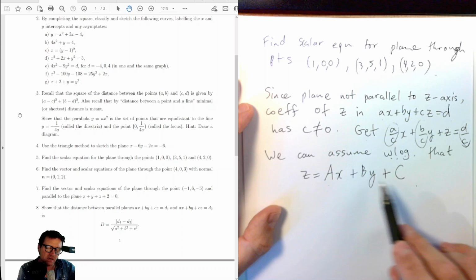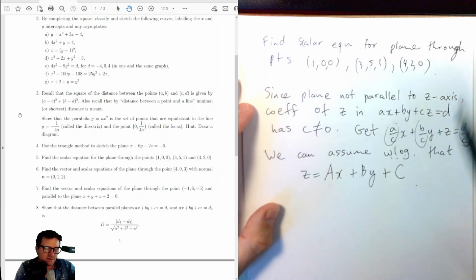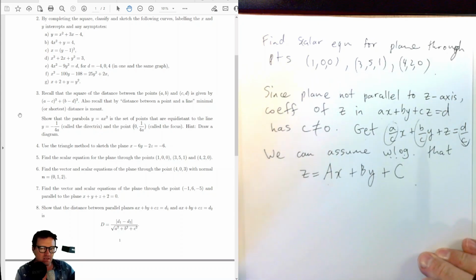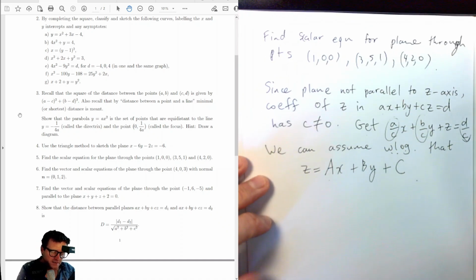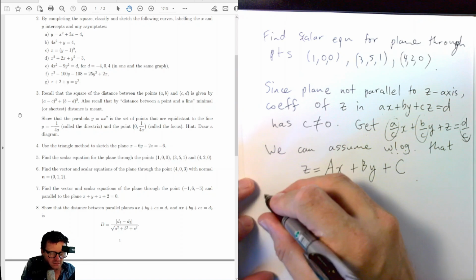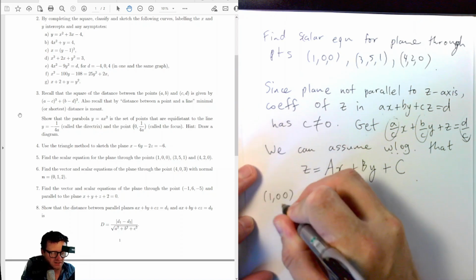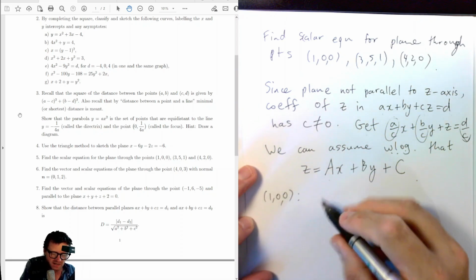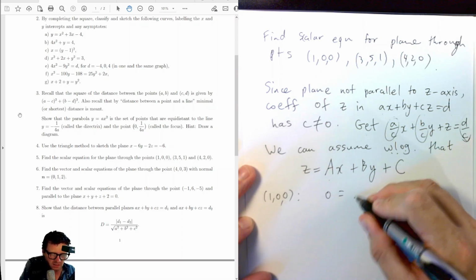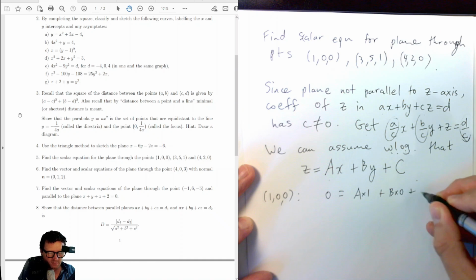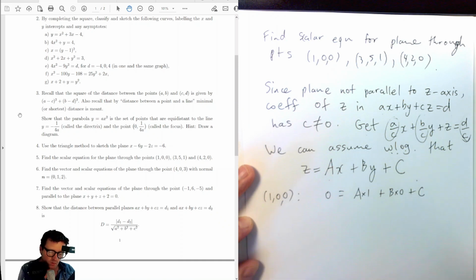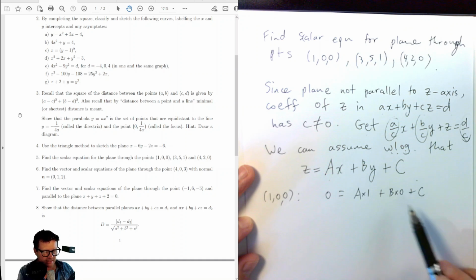Well, that's great because now we have 3 unknowns and 3 points, so we should be able to solve a system. So let's go ahead and sub in and do that. So using 1, 0, 0, z is 0, so 0 equals a times 1 plus b times 0 plus c. Okay, well, what does this say? Well, that says that a plus c is 0.